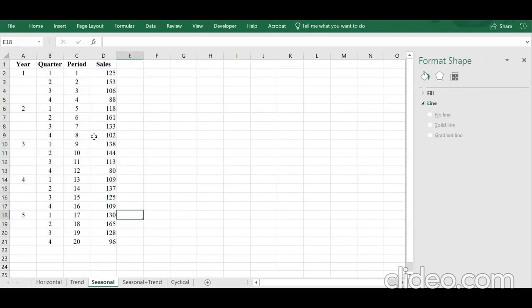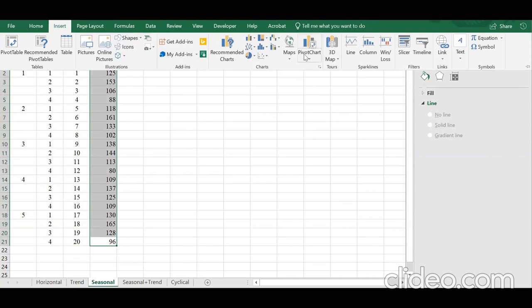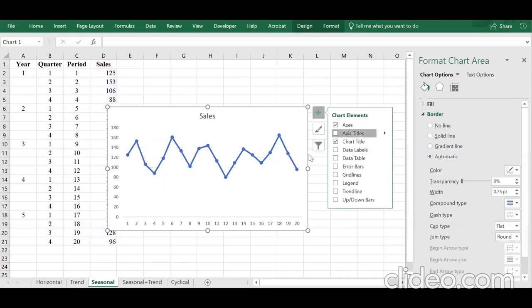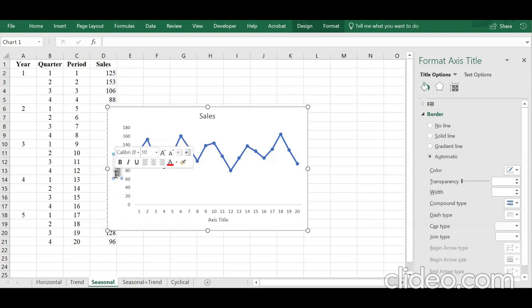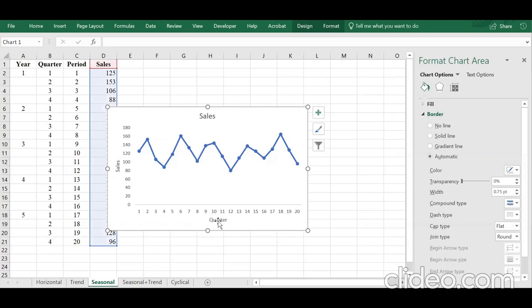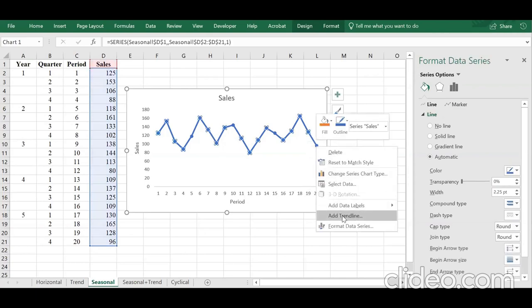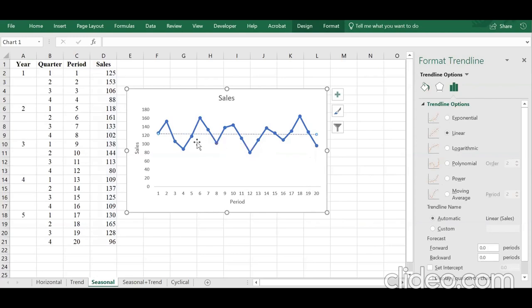Next one, seasonal. Here we have quarterly sales information for umbrellas. If I plot the line chart again, I see that these are quarters, or period numbers. Like I said, always the first step when you want to identify the pattern would be to add the trend line. If you add the trend line here, again, the slope is almost zero.